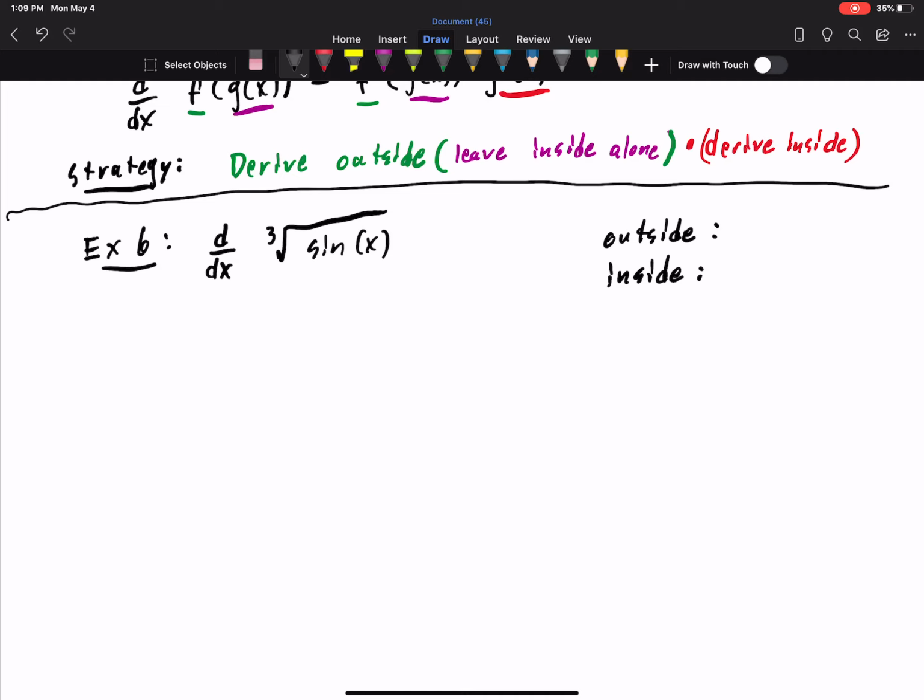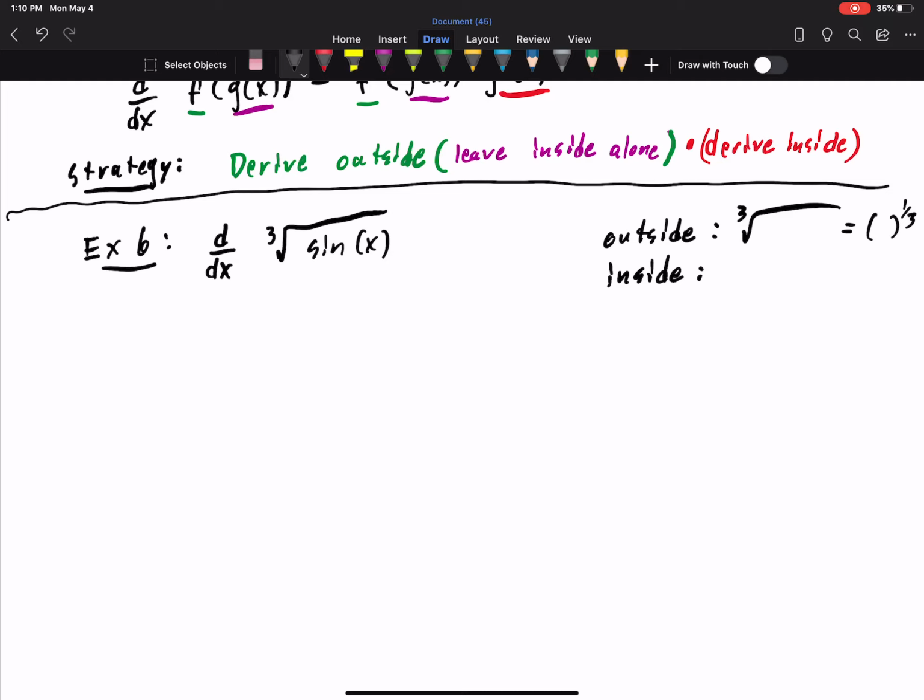Okay, so what is the outside function in this case? What is the outermost thing that is happening? Hopefully you answered cube root of blank. Or in other words, blank to the 1/3 power. That's the outside function. We're just using power rules to change this radical into a power of 1/3.